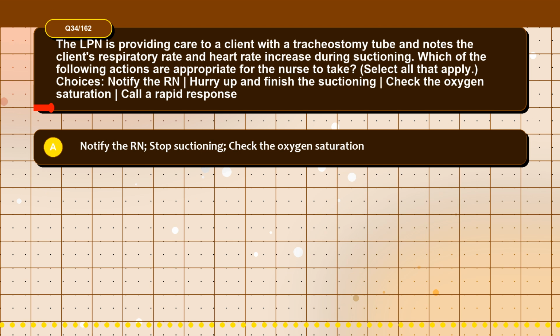Question 34. The LPN is providing care to a client with a tracheostomy tube and notes the client's respiratory rate and heart rate increase during suctioning. Which of the following actions are appropriate for the nurse to take? Select all that apply. Choices: notify the RN, hurry up and finish the suctioning, check the oxygen saturation, call a rapid response. Here are the options. Option A. Notify the RN, stop suctioning, check the oxygen saturation.